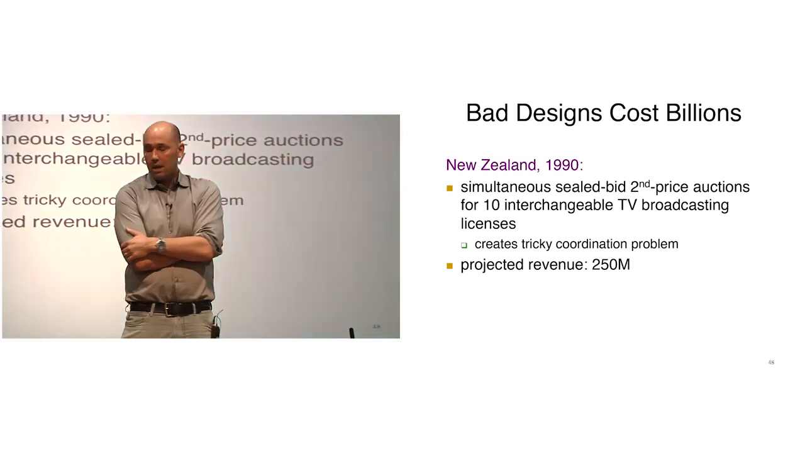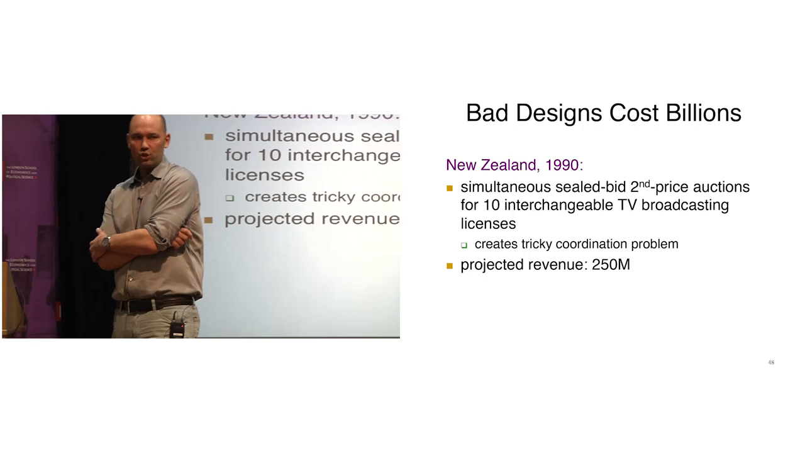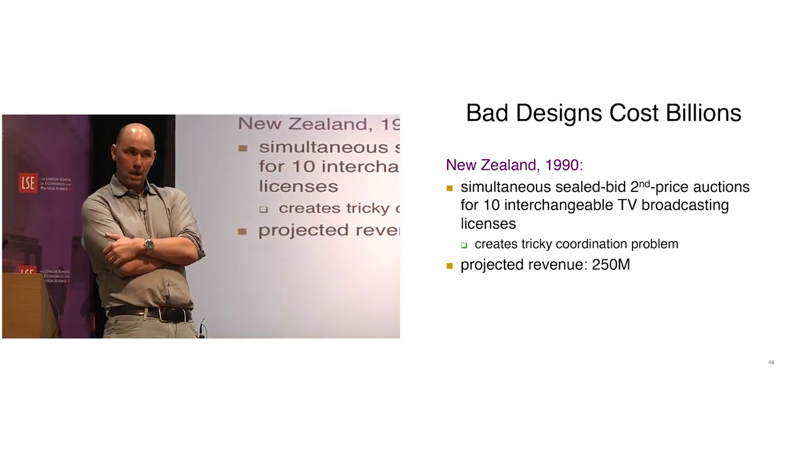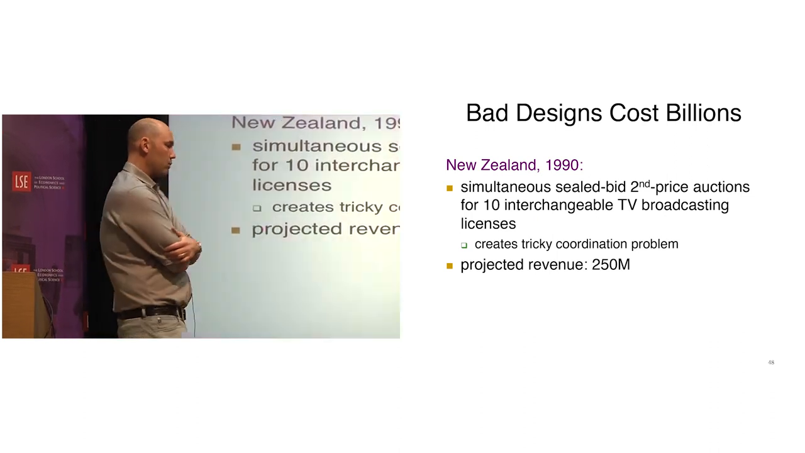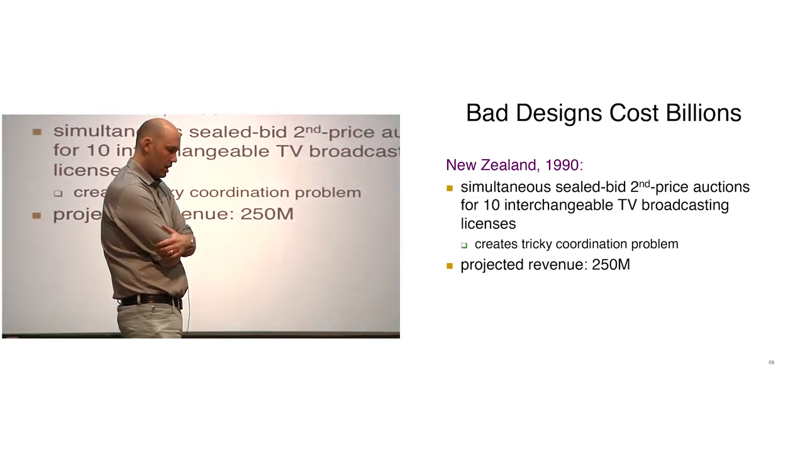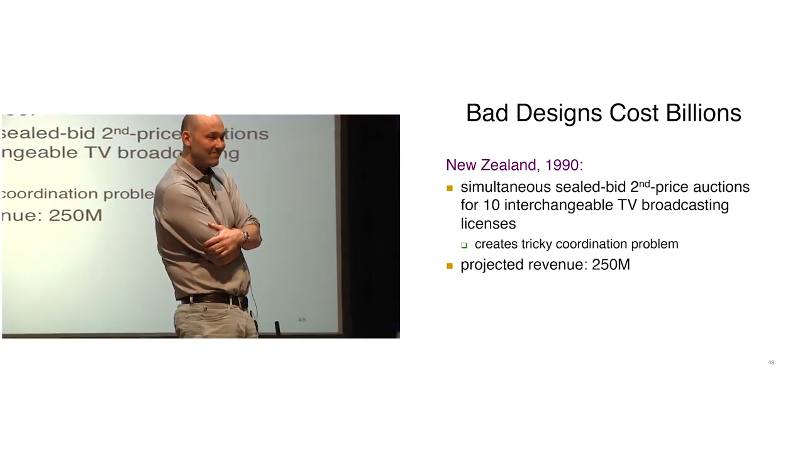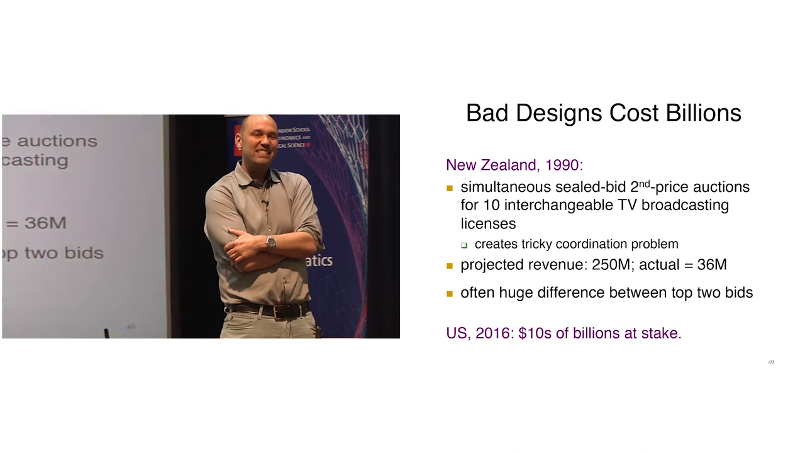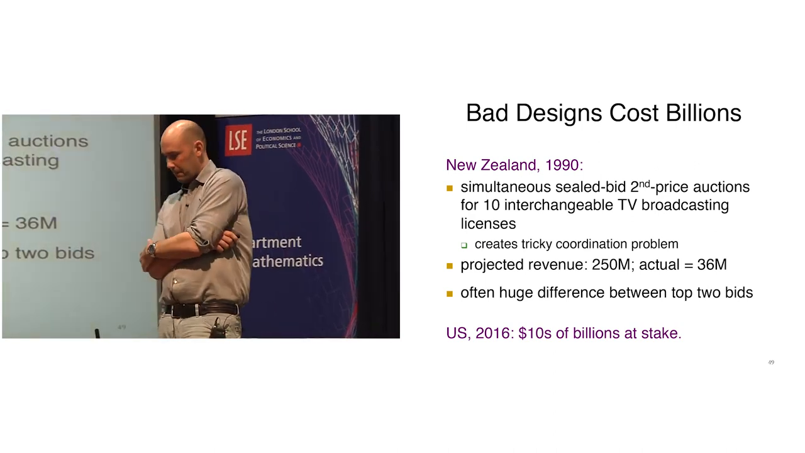hoping you get one for a very cheap price. And a good rule of thumb is that whenever you have an auction where it's highly unclear what the participants should do, it's probably an auction vulnerable to extremely poor outcomes. And that was the case in New Zealand. The government was hoping to raise $250 million from this auction. That would be $25 million per channel. Didn't quite work out that way. They got not even 15% of that, $36 million.